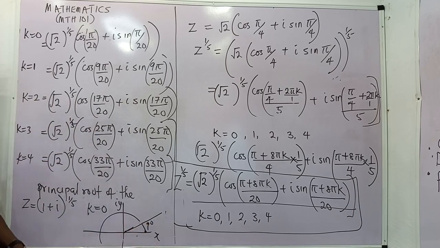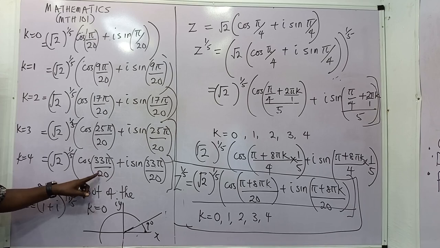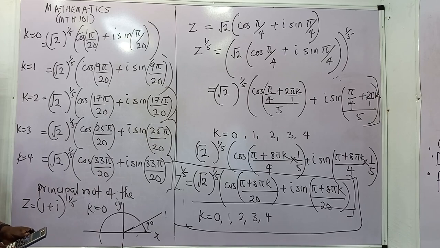9 degrees is closer to the value. If you check the other ones, if you press your calculator, 9 times 9 will give us 81. 17 times 9 will give us 153. This one, 25 times 9, you see that it will be getting big, gives us 225. Then the last one, 33 times pi, which is 180, divided by 20, gives us 297.